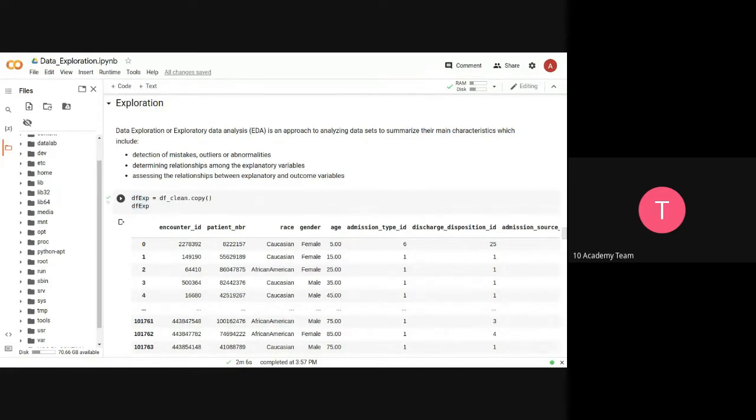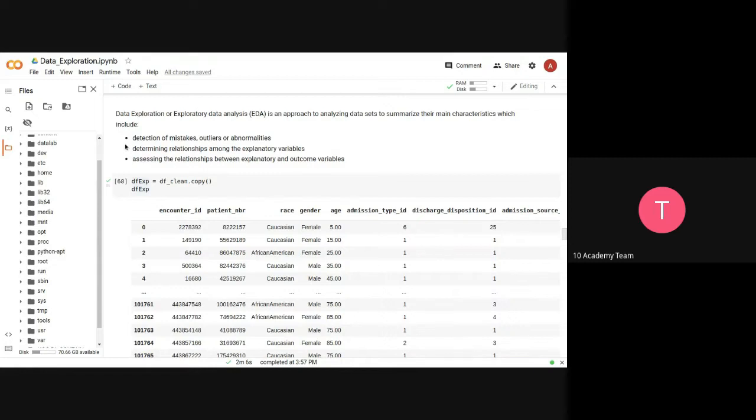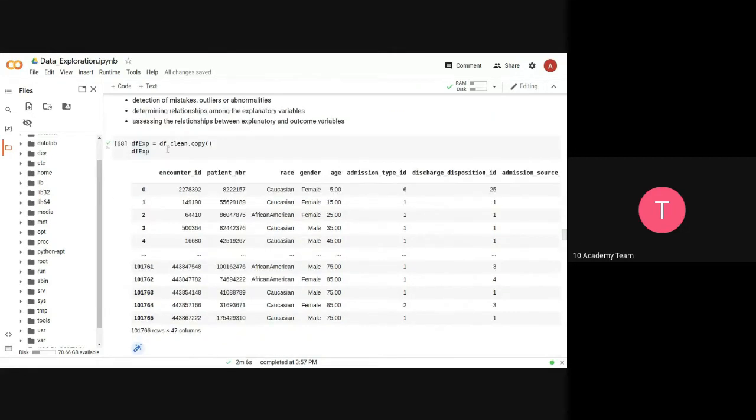Which is actually the final challenge, or the business objective, whether or not to buy or sell that telecom company, and that data should give you enough summary to reach that decision. The main characteristics include detection of mistakes, any outliers or abnormalities, which we're going to talk about later on, and determining relationships among various variables we have within our data, and assessing the relationships between exploratory and outcome variables.